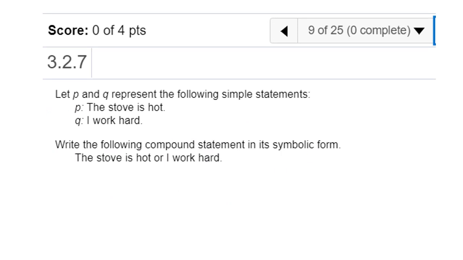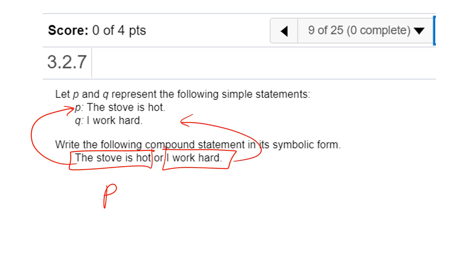In question number 9, we are given the stove is hot. That is statement P. I work hard is statement Q. This time we have or, so that will be the V like this, which is a disjunction, not a conjunction.